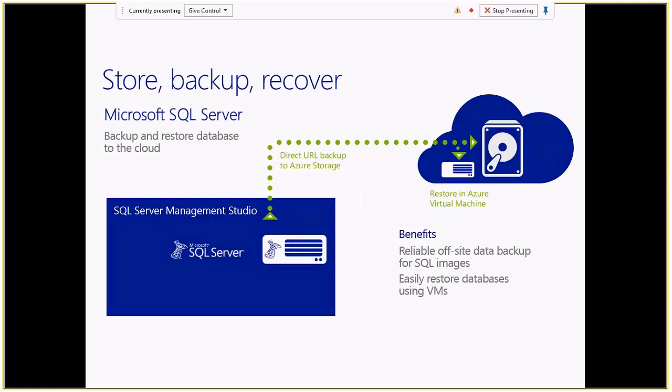So as you are looking through your DR scenarios in the future, especially around SQL, this is a great way to start looking at pulling off some of those costs by just using Windows Azure storage natively.